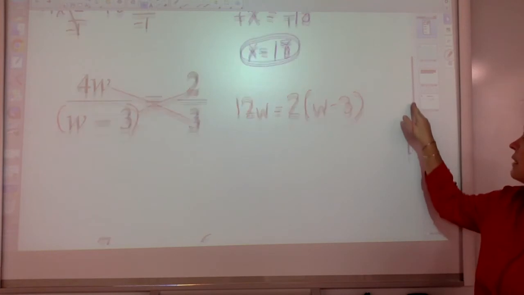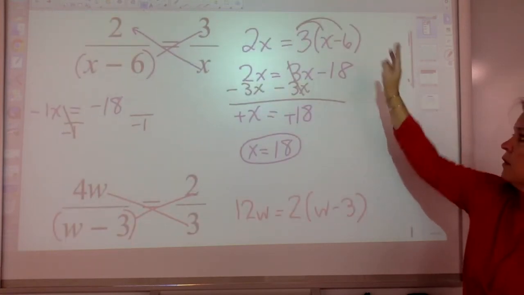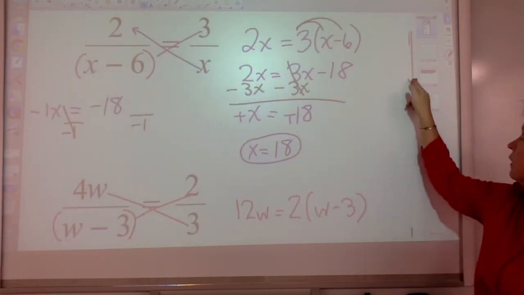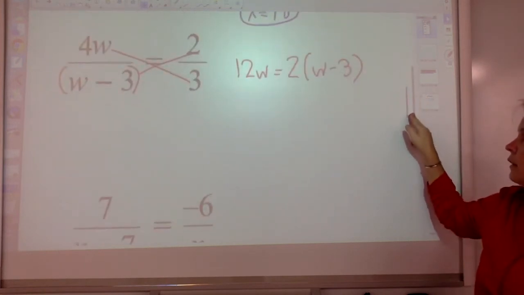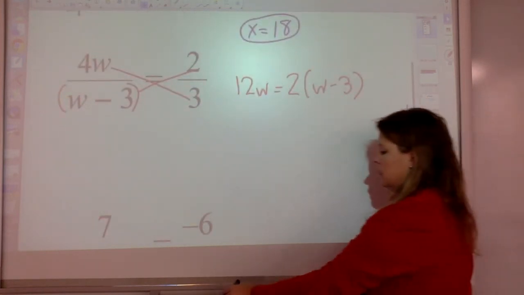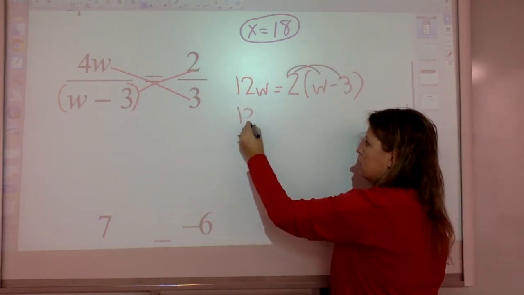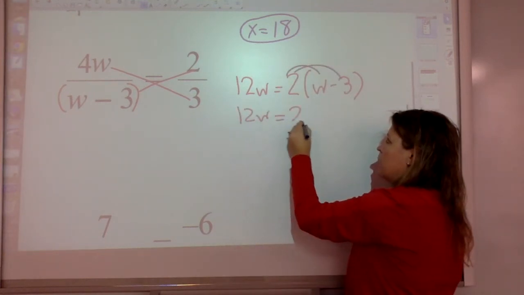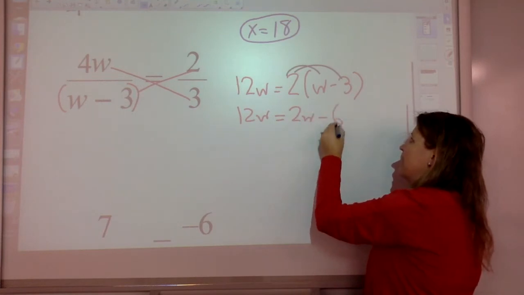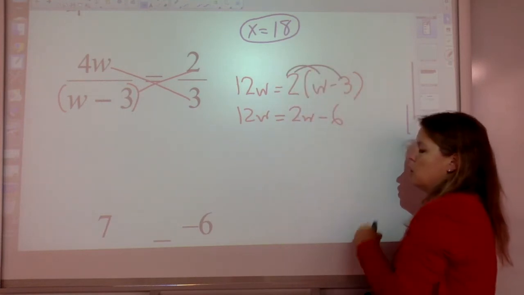From here, the process is going to look exactly the same. We distributed, subtracted, divided. We're going to distribute, subtract or add, and divide. Distribute first. You're left with 12W equals 2W minus 6. Don't forget to take the 2 away over there.